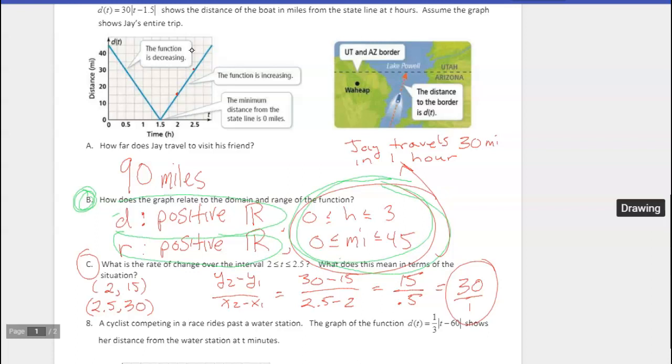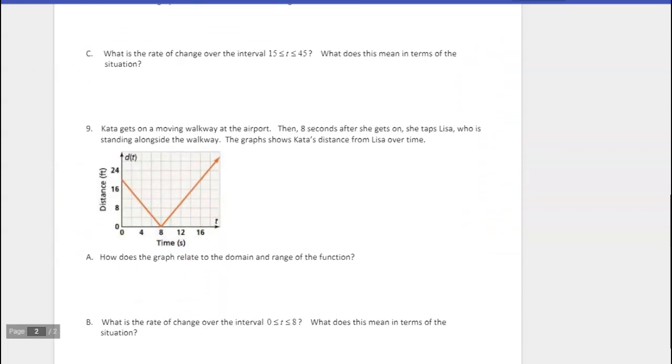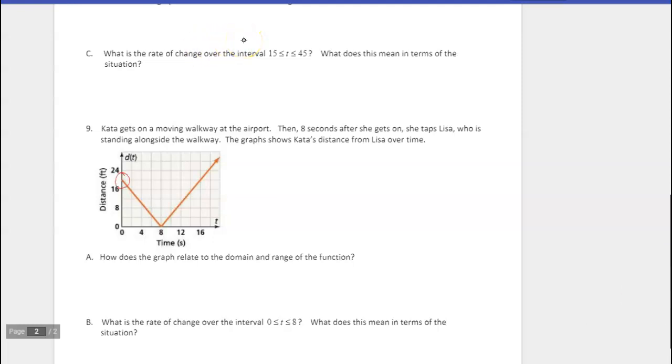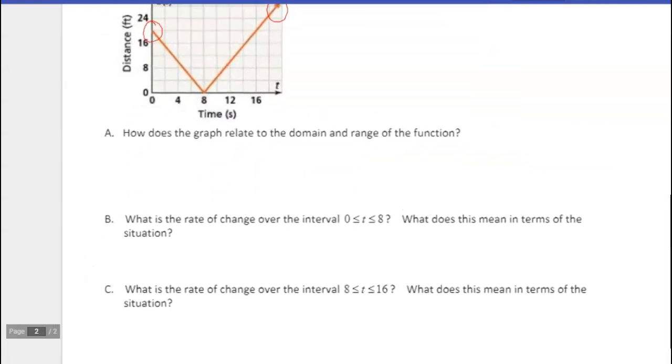Okay, so that means our domain is really just between 0 and 3 hours. And our range is only between that 0 and 45. So this is going to become relevant here on number 9. Because if we look at number 9, we have no arrow there, but we do have an arrow here. So let's go through number 9 and talk about some of the things that we have.